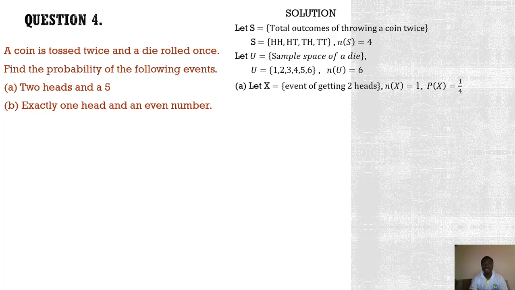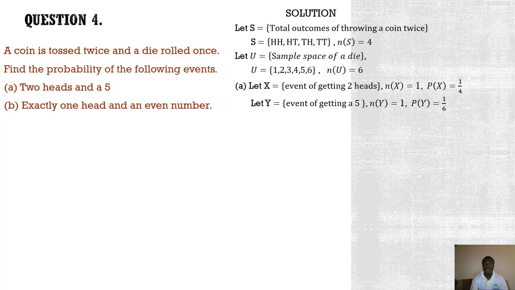Okay, so let X be equal to event of getting 2 heads. Now you know from the sample space, when you throw a coin twice, you can only get head, head. Okay, and it appears once in the set. Therefore, the number of X is equal to 1. When you find the probability, you end up getting 1 out of 4. Okay, because the total number of elements in set S is equal to 4.